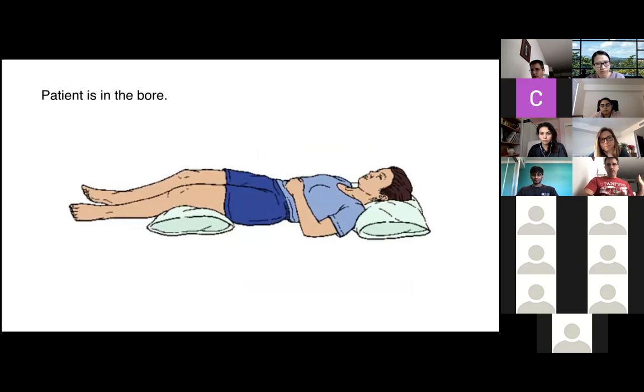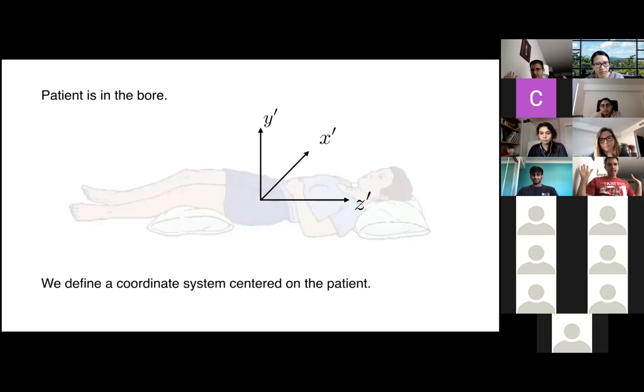So the patient's in the bore. And we've got this lab frame that's centered on the patient. Typically Z goes out their head, X is to the right, and Y is out the patient's front. This is assuming they're feet first in the bore, face up.